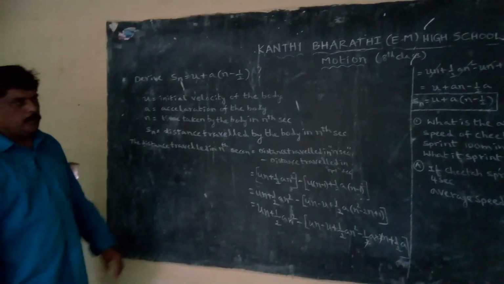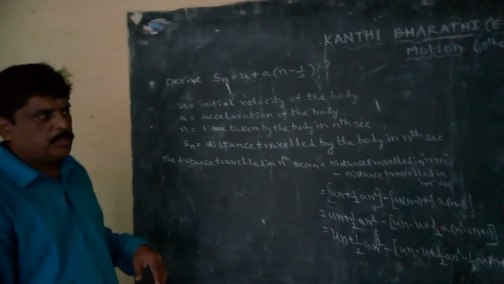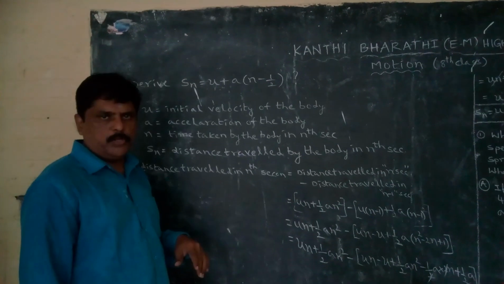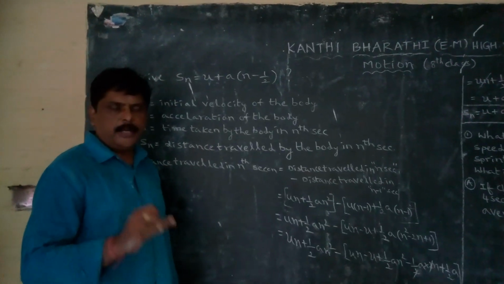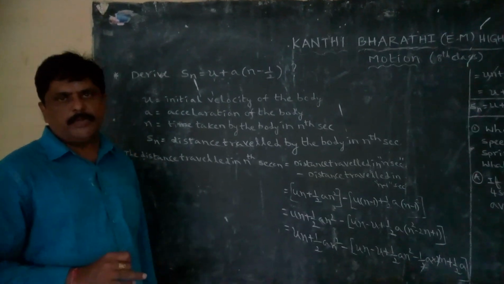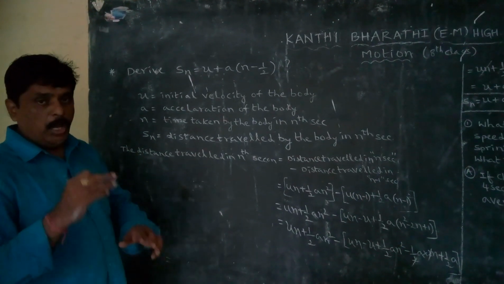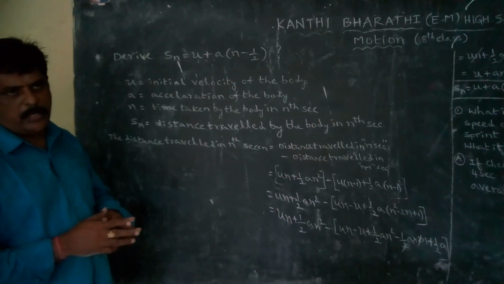Class, children. Today we are learning about the lesson motion. We already know that there are four types of equations of motion. One is v is equal to u plus at, and the second one is s is equal to ut plus half at square. The third one is v square minus u square is equal to 2as, and the fourth equation of motion is Sn is equal to u plus a into n minus half.